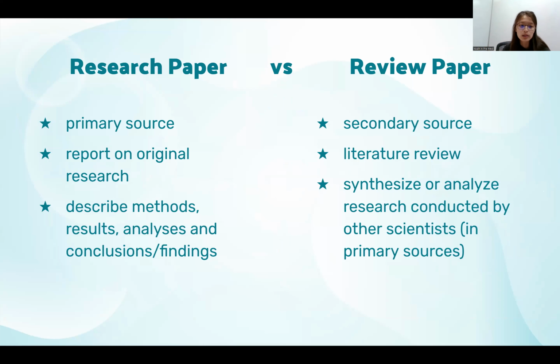It's a report on original research that was done by a scientist. This type of paper describes the methods that they used, the results that they obtained, how they analyzed those results, and the different conclusions and findings that they discovered. A review paper is a secondary source, so it reviews a lot of research papers and analyzes the different findings. It's condensing the information of multiple research papers. In these review papers, the scientists synthesize or analyze the research that was conducted by other scientists. So they're basically looking at primary sources and analyzing those.